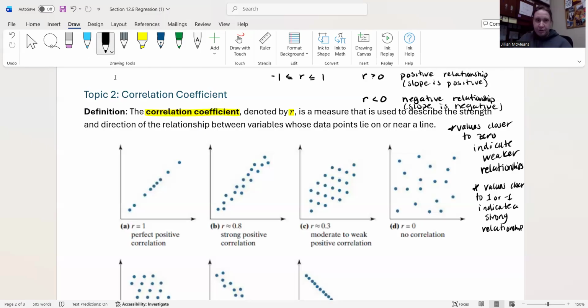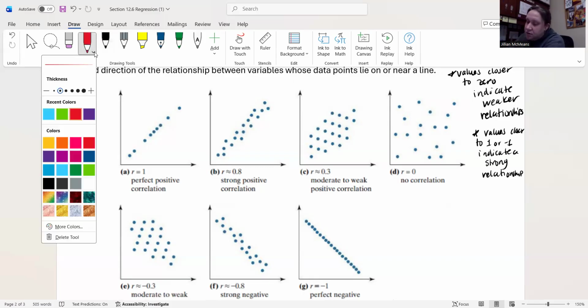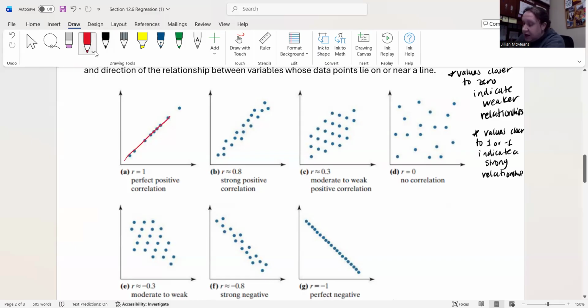So we have some visuals here. I've got these 7 graphs, and they show you scatter plots and what the corresponding r could be based on that information. For graph A, we have points that are exactly on a line. If your points are exactly on a line, r is going to be exactly 1 or -1. In this case, since the line is going uphill, you can see that r is +1.